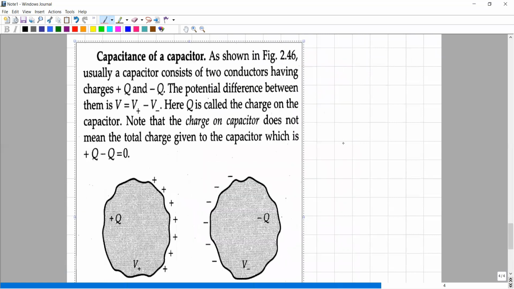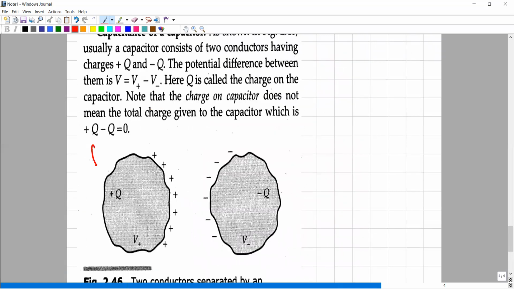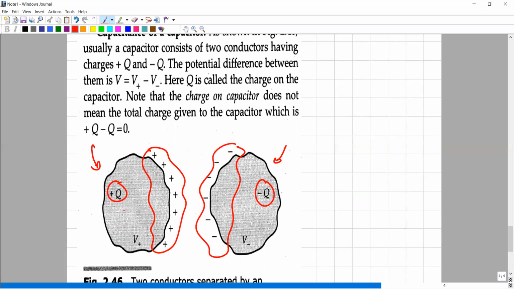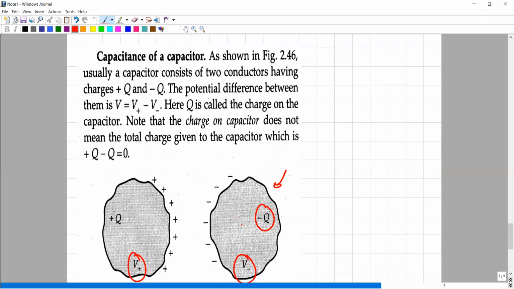Now look at this figure. Say here you have two conductors. One of the conductors has a positive charge upon it, another conductor has a negative charge upon it. Obviously, the first conductor will develop a positive potential. The next conductor is going to develop a negative potential. So a capacitor consists of two conductors having the charge plus Q and minus Q. The potential difference between them is what? The positive potential minus the negative potential, because you're calculating the difference.